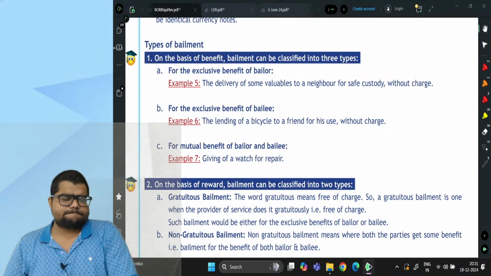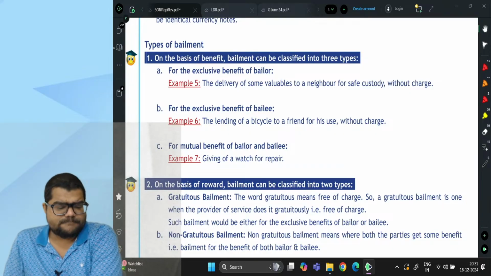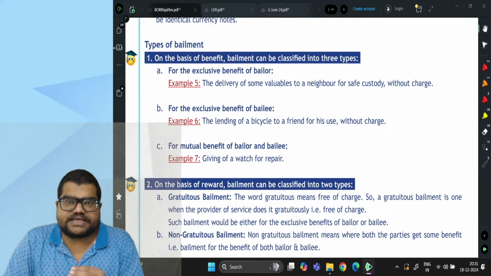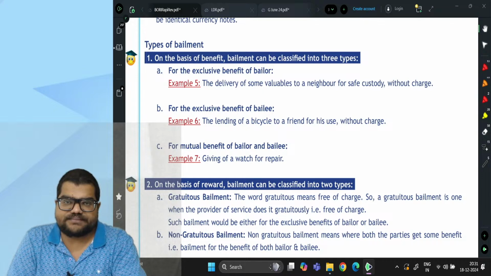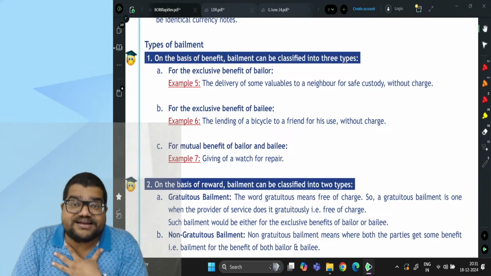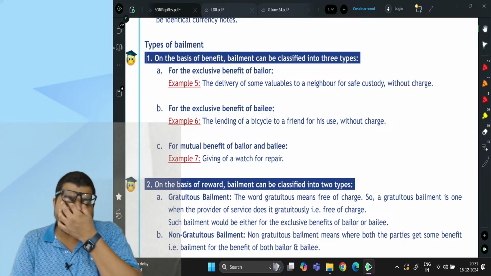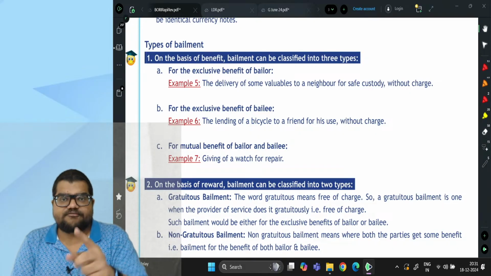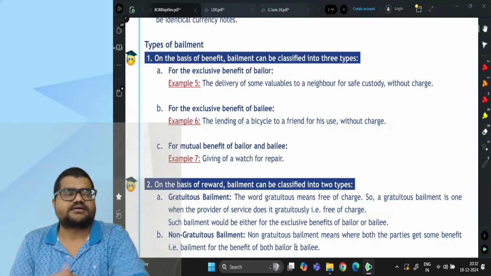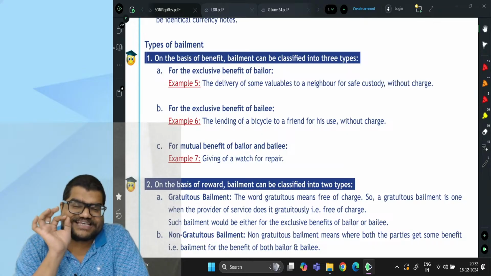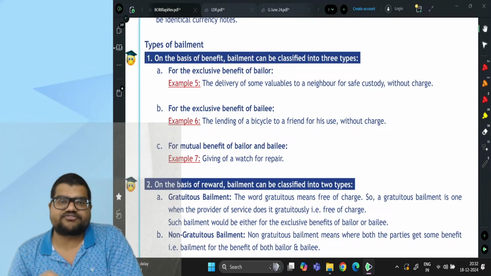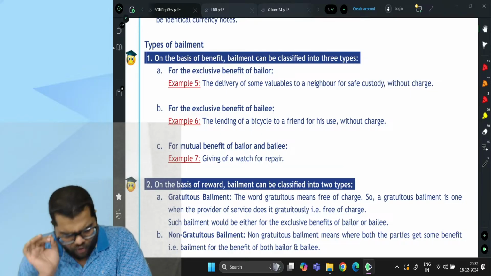I guess we understand, sir, it can be either for the exclusive benefit of the bailor, the bailee, or both of them. So if I happen to put my gold jewelry at my neighbor's place for safe custody, free of cost, obviously, it is only for my benefit, that is the bailor's benefit. On the contrary, if I happen to hand over my car to my neighbor for his use for one day without charge, obviously, it is only for his benefit. So bailment can be for the exclusive benefit of the bailor, which was my example, or for the exclusive benefit of the bailee, that is my neighbor, or it can be both.